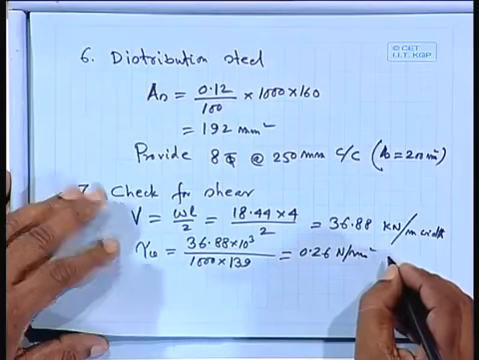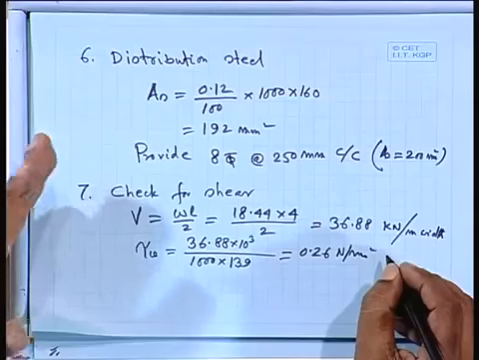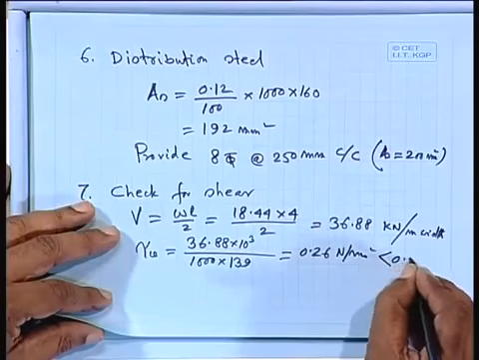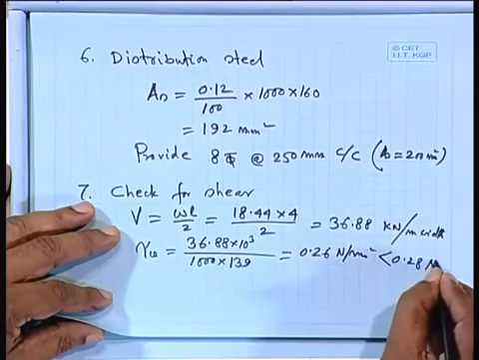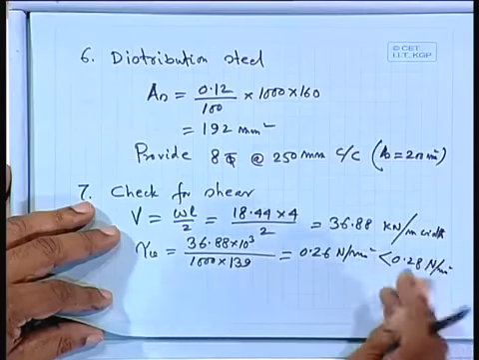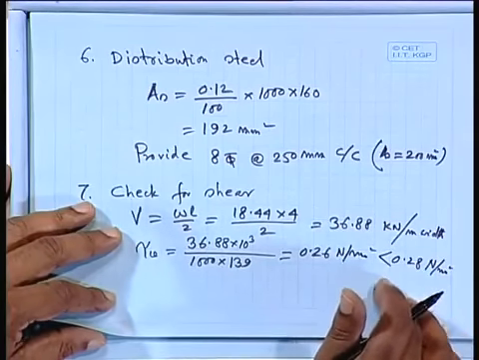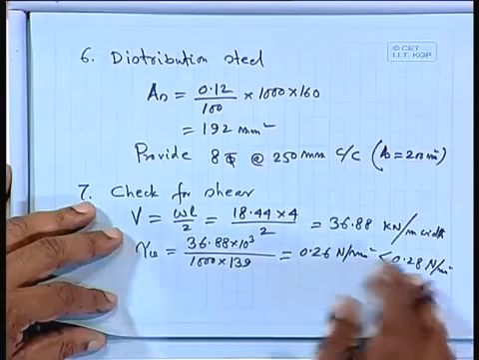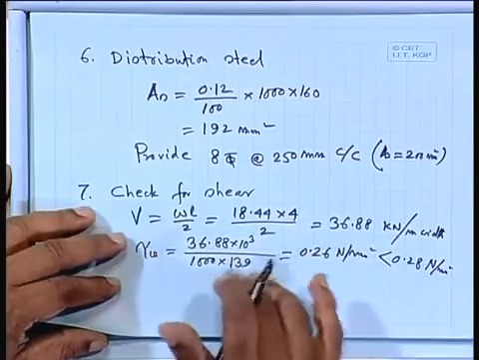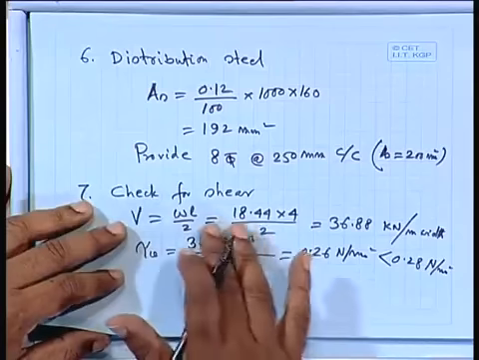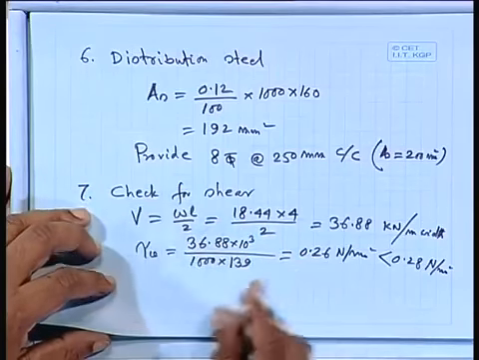Even if I take say 0.15%, which is coming less than 0.28. So 0.28 Newton per square millimeter is the bare minimum in our code that is provided for 0.15% of steel. Even that is less than that. So we need not change the section. It can take care of the shear force.